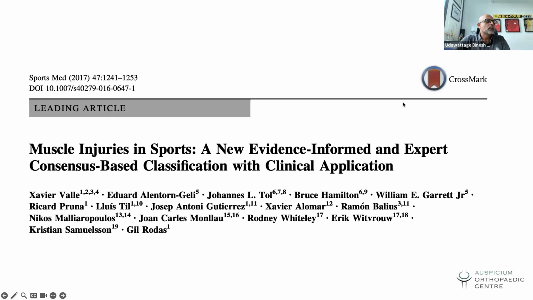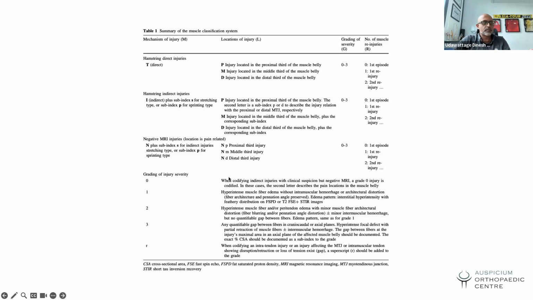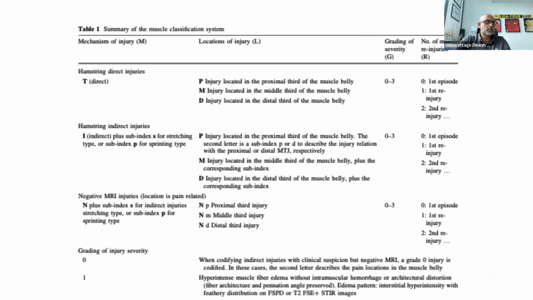Okay. The last article on muscle injuries and classification is by the Barcelona football medical team, led by Valle. Again, this one looks more at hamstring issues than other muscles. But because they were seeing a lot of hamstring issues, they started to look into this a little bit more.